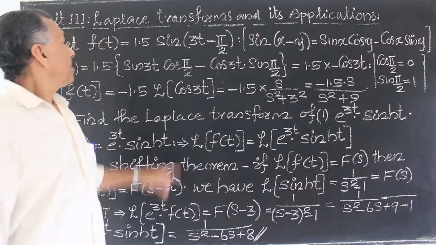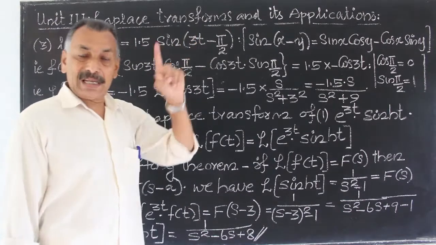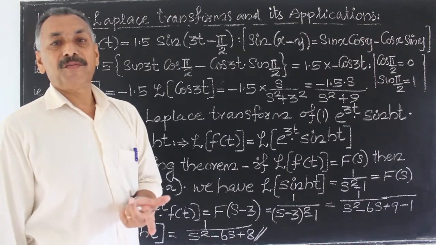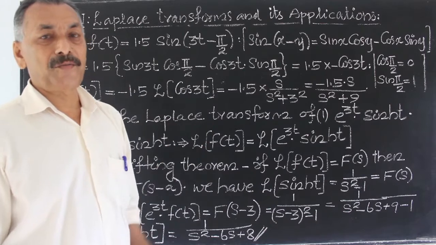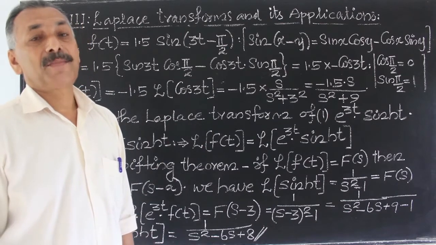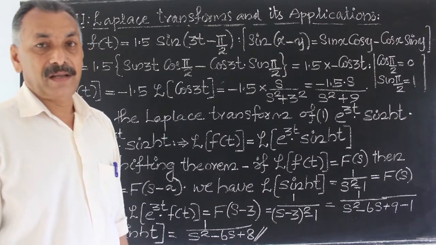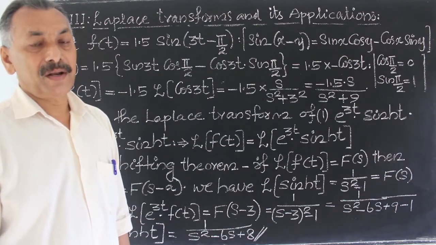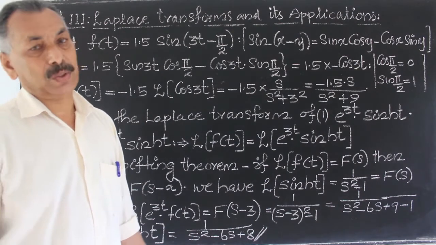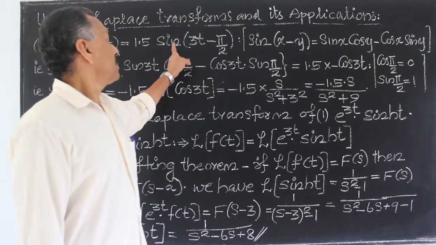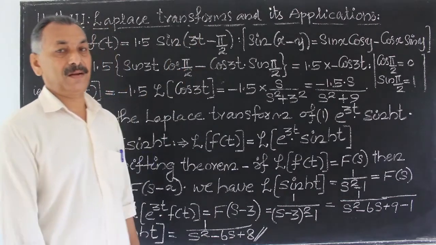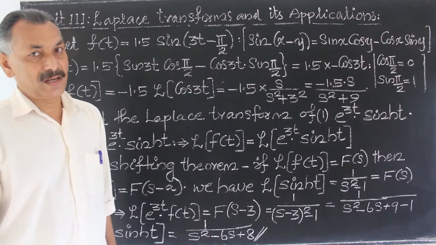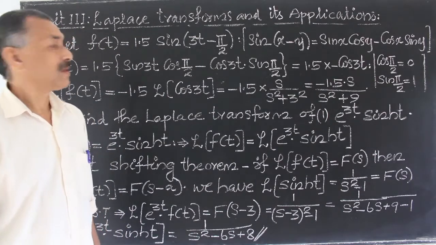If it is 1.5 into sin 3t, then it is in the form f of t is equal to 1.5 into sin at. What is Laplace transform of sin at? Sin at is equal to a divided by s square plus a square. But here it is in the form of sin of a function plus a constant എന്നുള്ള ഫോമിലാണ്. നമ്മൾ നേരത്തെ cos(omega t plus theta) എന്ന് എഴുതിയ പോലെ തന്നെ.